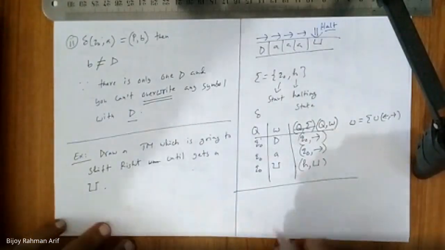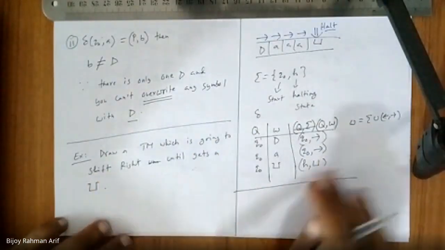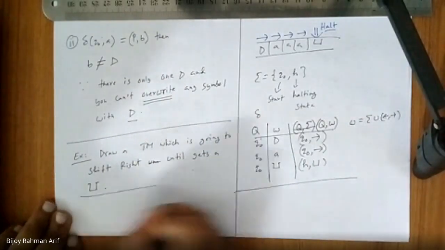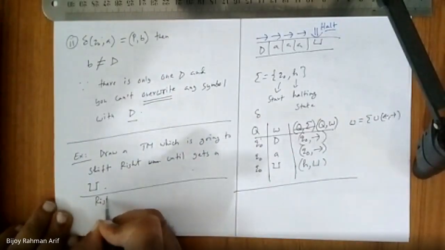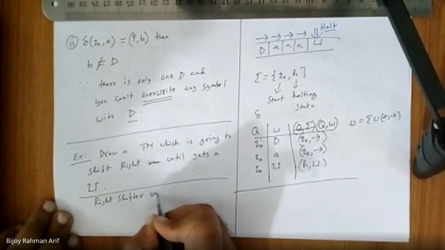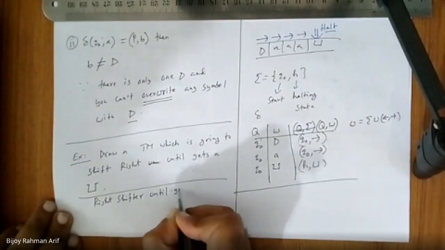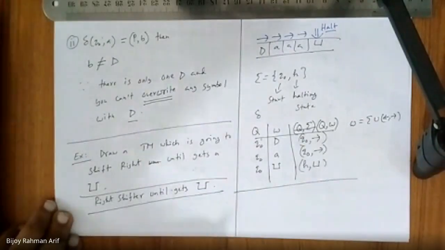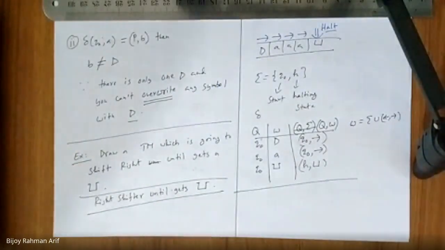Now this one is very important. This is also called right shifter. This one has a special name. This one is called right shifter until it gets blank. So these small Turing machines are very frequently used. So that's why they have their special notations.